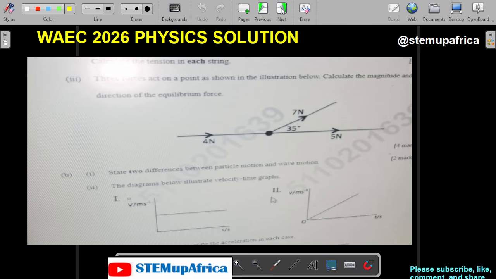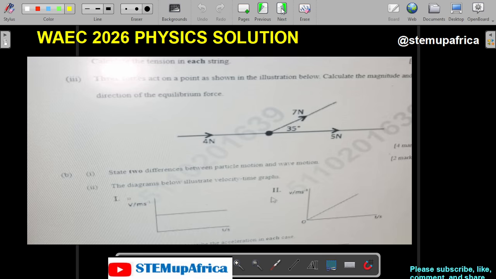So let's look at this particular question. The question number is not there. Say three forces act at a point as shown and illustrated below. Calculate the magnitude and direction of the equilibrium force. So let me redraw the diagram. Magnitude and direction of the equilibrium force.